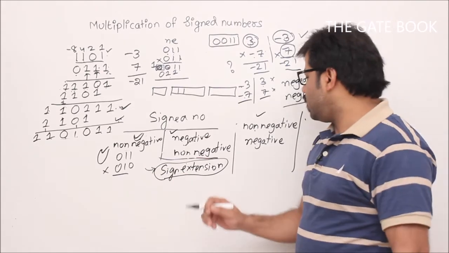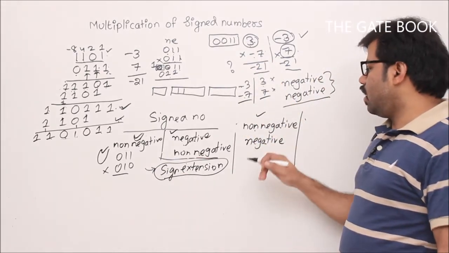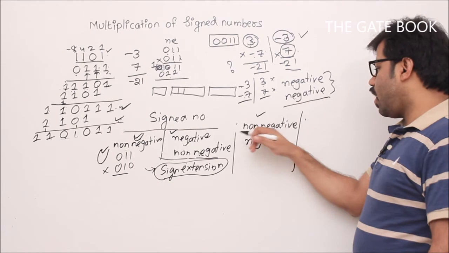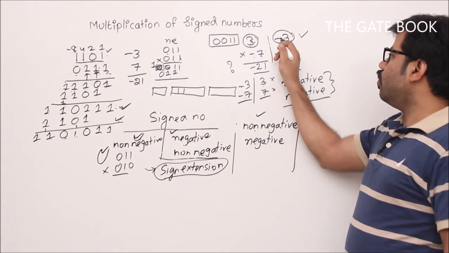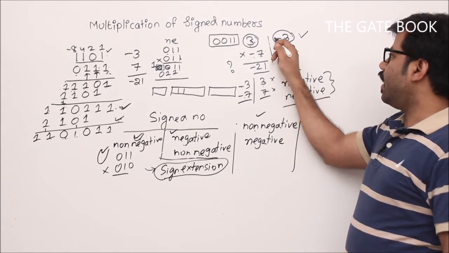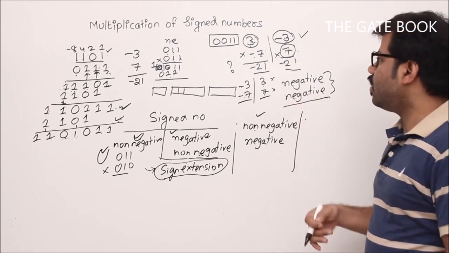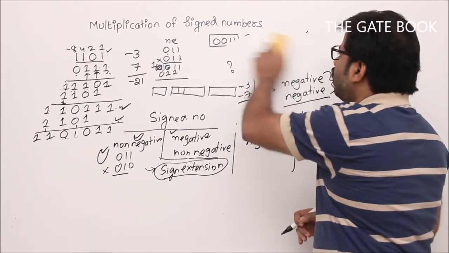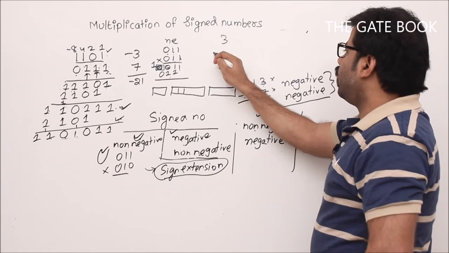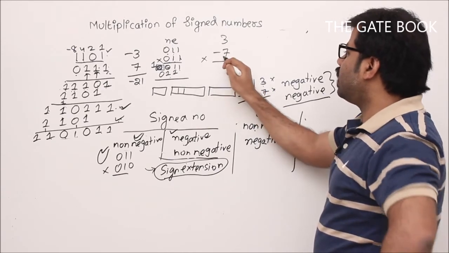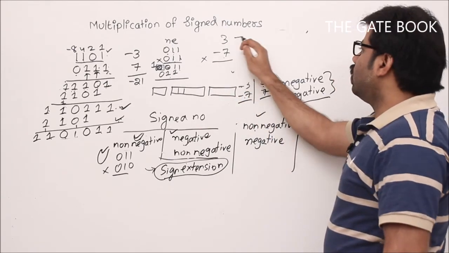Now the remaining two cases are just as we have discussed. One is non-negative and negative. Whenever you have non-negative and negative, simply convert them, just negate them. That's it. How to negate them I will tell you. For example, you have 3 into minus 7 and you want to multiply.